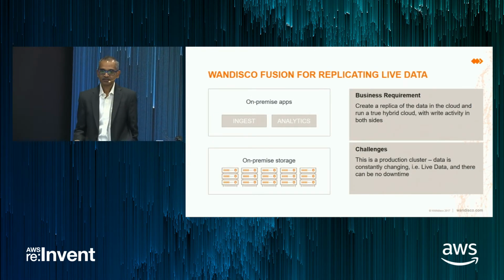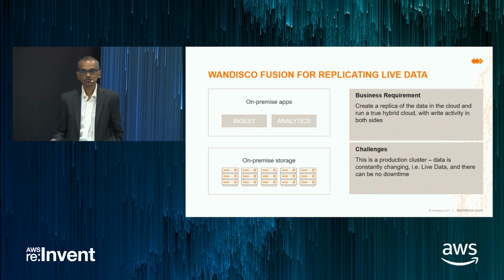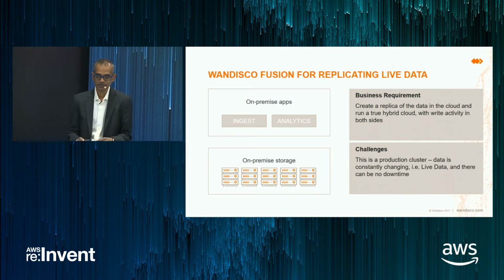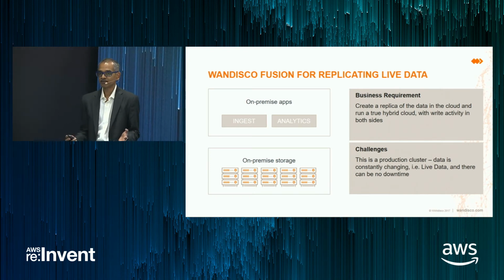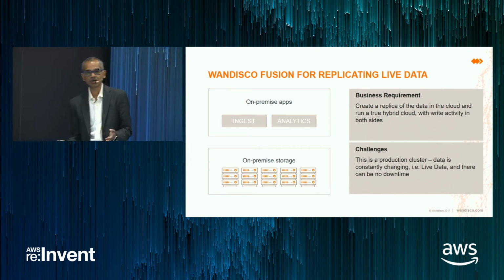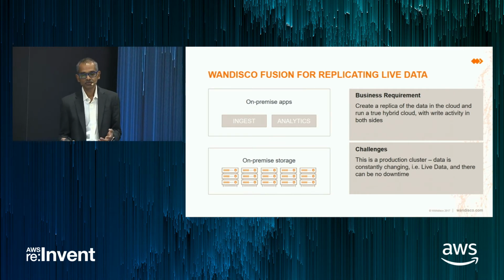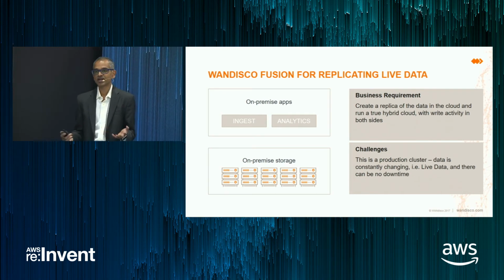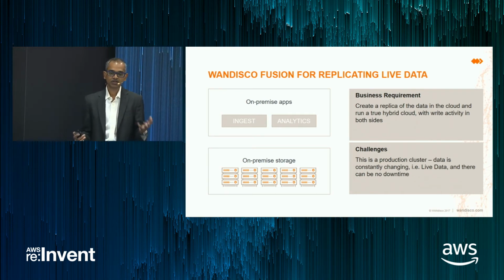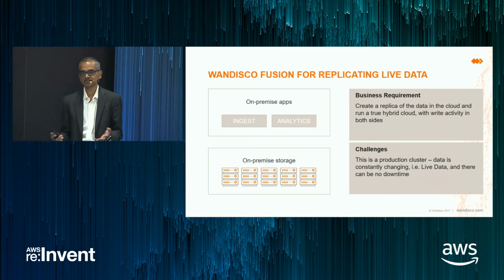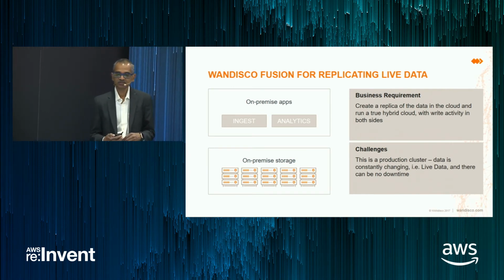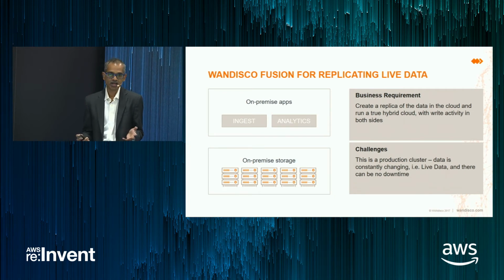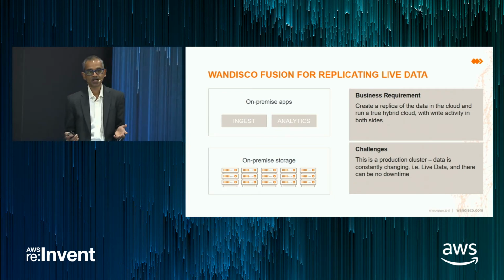All right, let's clearly state the use case that we're addressing here and how our technology is going to solve the problem. Assume here that you have an on-premise big data or object store system that you're using for several uses. Ingesting data, running analytics on it. It could be Hadoop-based, it could be Cassandra, whatever. Your business requirement is to create a replica of the data in the cloud and run a true hybrid environment.